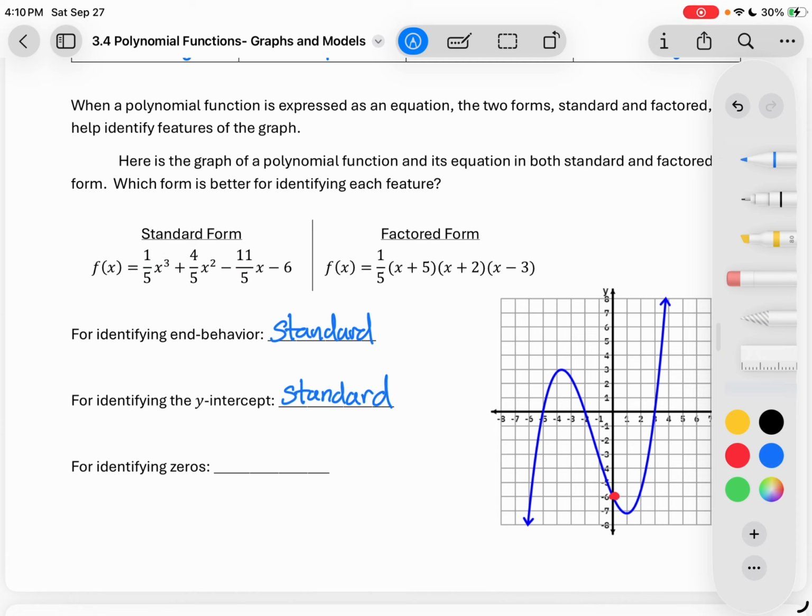So factored form must be good for something, and it is good for identifying zeros. If you take a look at the graph, we've got x-intercepts at -5, -2, and +3. That can be found by setting f(x) equal to 0, and then setting that factor equal to 0, that factor equal to 0, and that factor equal to 0, and getting the x-intercepts. So for identifying zeros, factored form is the one that we like.